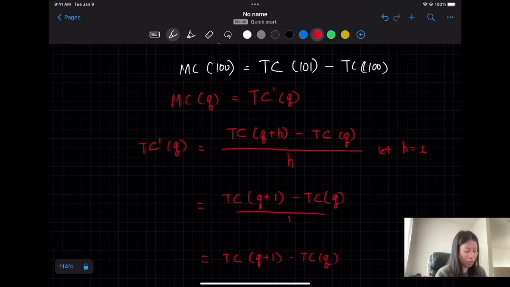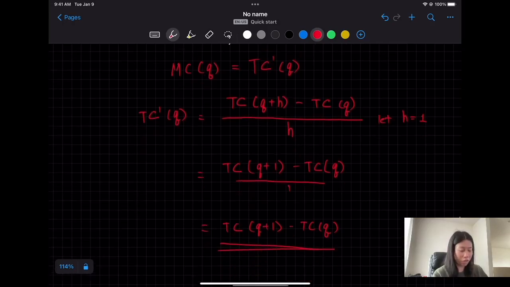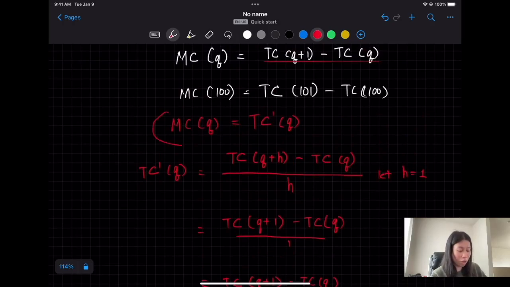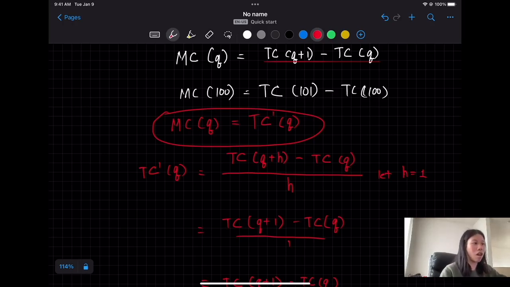Over 1, that means you should just get the numerator. Alright, so if you take a look at these, this is the definition of marginal cost. This is also how we get the derivative of total cost at Q items. In that case, marginal cost can be defined as the derivative of total cost. All right.